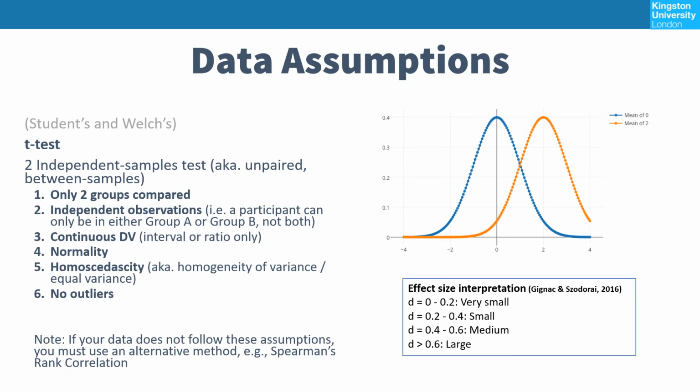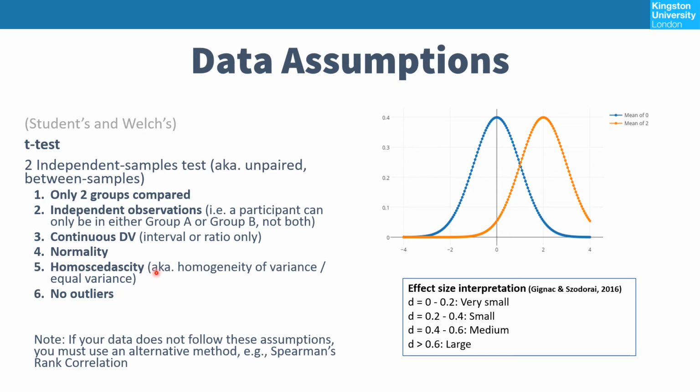Moving over to the t-test, this too has a lot of assumptions that you need to make sure follow your data. If not, you need to again find alternative solutions. As with the correlations, this one assumes that you have continuous variables, that normality holds for your data, that your data is homoscedastic, and you do not have any outliers.